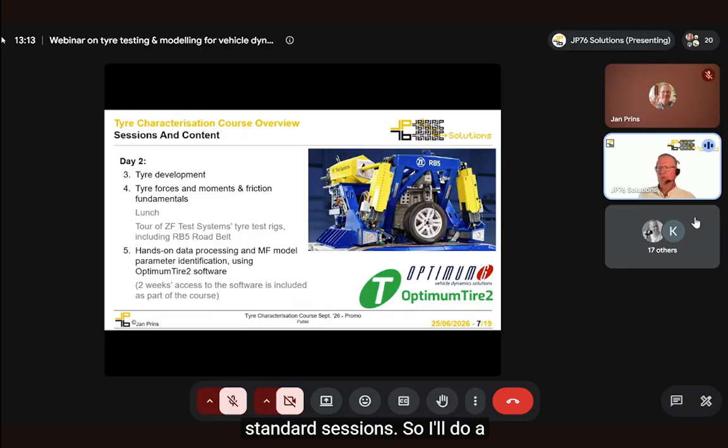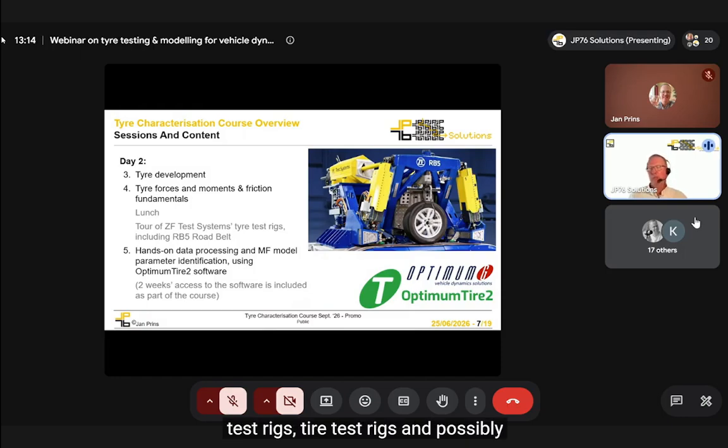So I'll do a session on tyre development, and then the most tricky session probably is the one about tyre forces and moments and the fundamentals of friction, which Damien will kindly take care of. Then we'll have lunch, and then we're going to see the various tyre test rigs, and possibly also other test rigs, including the RB5, which there's a picture of on the screen. So we'll have plenty of time to go and see what ZF work on.